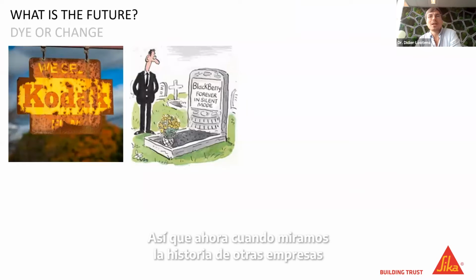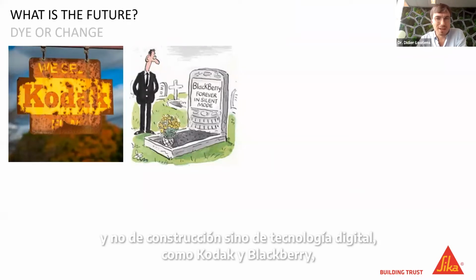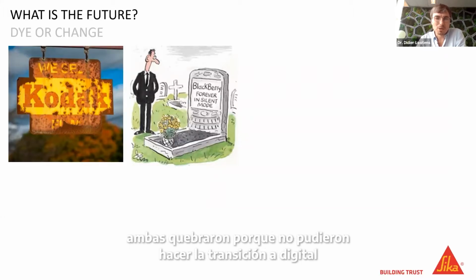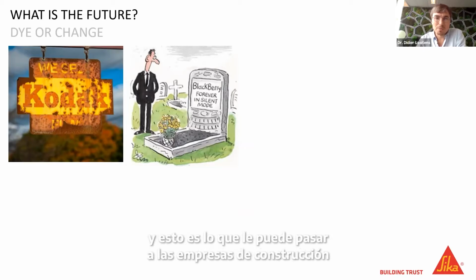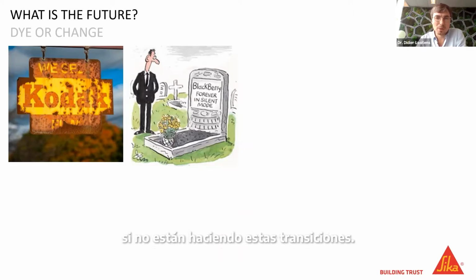Now when we look at the history of other companies, not in construction, but in digital, like Kodak and BlackBerry, both went bankrupt because they were not able to make the transition to digital. And this is what may also happen to construction companies if they are not making this transition.